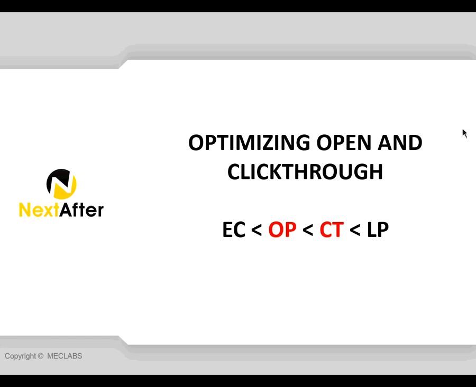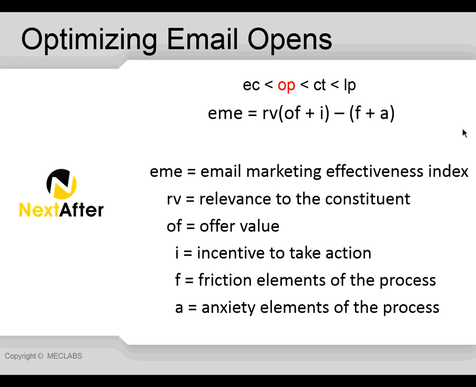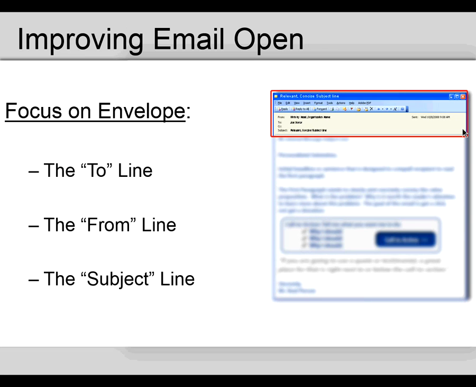So, moving on. Optimizing email opens and click-through. Once we have people signing up to receive emails from us, what do we need to do to inspire them to open and inspire them to click? Applying the same formula, email marketing effectiveness equals relevance times offer plus incentive minus friction minus anxiety to the email message envelope to inspire more opens. What are the different elements that we can test? We can test the to line, the from line, and the subject line.